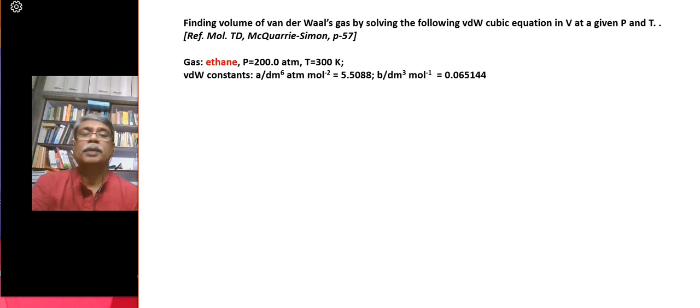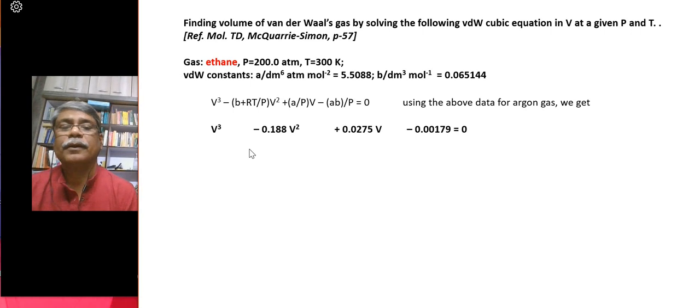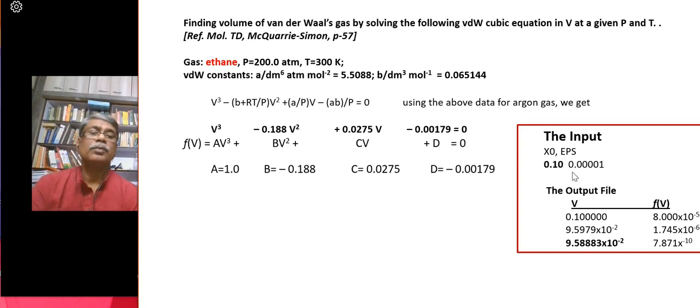I have just shown another problem, but I have not included the program, nor will I run it. The example is again taken from McQuarrie-Simon, page 57. It was argon, now it is ethane. Pressure and temperature are different, A and B are also different, and if you run the same program using this cubic equation where A, B, C, D are different from the earlier one, with an initial guess of volume 0.1, you will see the function value coming close to 0, and this is one of the roots.